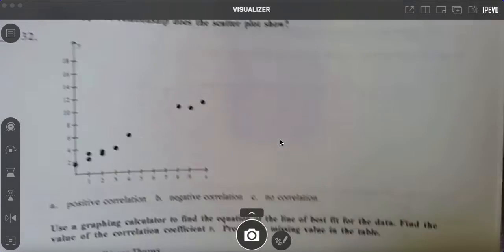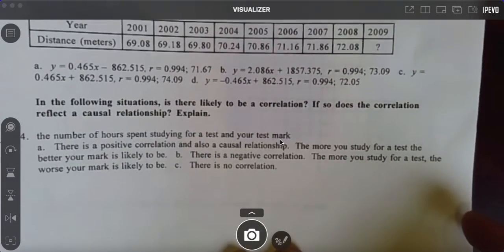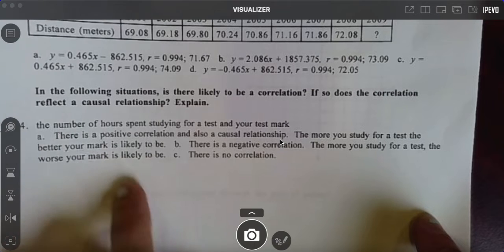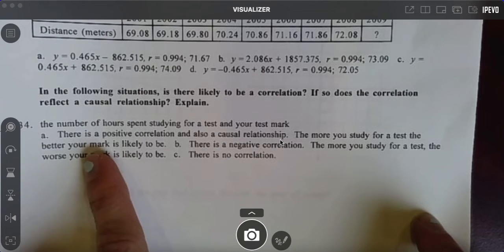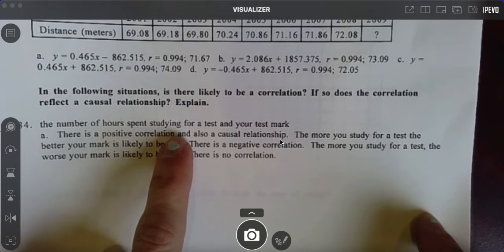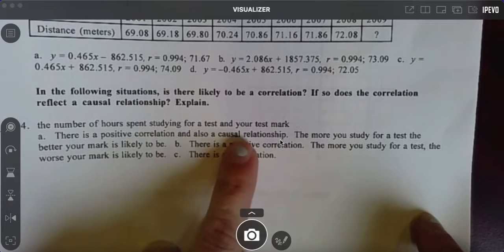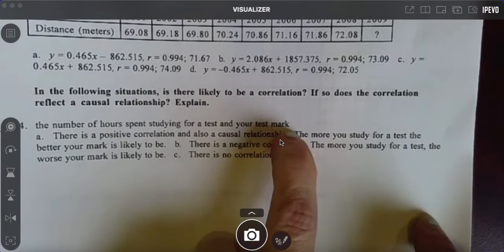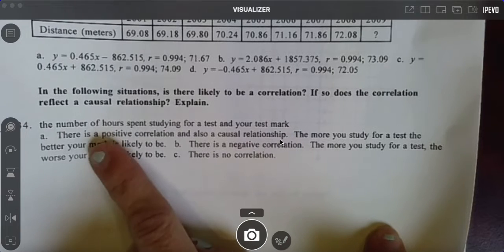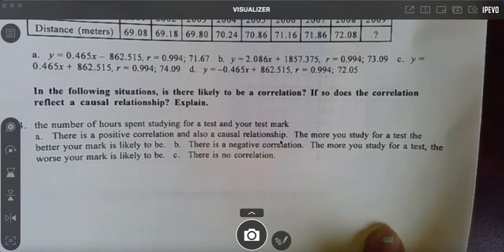Okay. Then this last one, I think we can probably do. Is there a correlation? It says the number of hours spent studying for a test and your test mark. I don't know where in the world they're from. Like your test score. Okay? Not a mark. So the number of hours you spend studying and your test score. Do you think there would be a correlation? What would happen the more you studied? So that's a positive correlation, right? That would be your answer. There's a positive correlation.